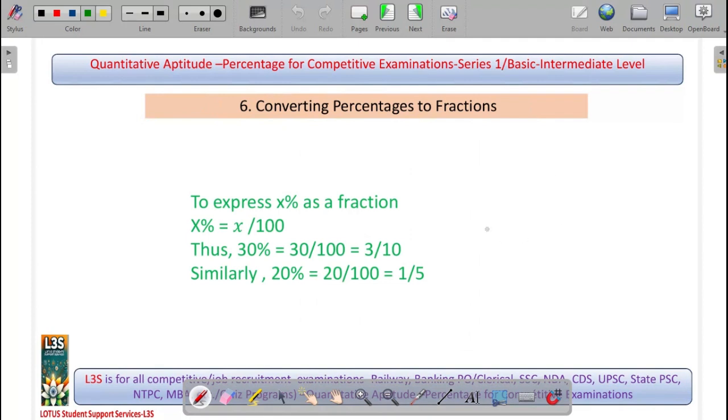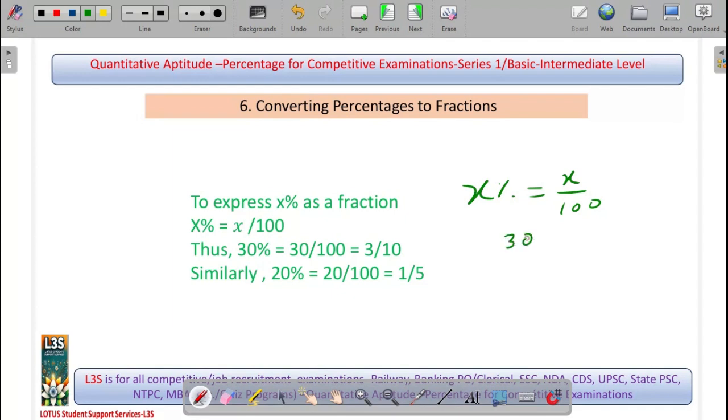Next, converting percentage to fraction. We have seen fraction to percentage. Now we will see how a percentage can be converted to a fraction. It is a simple formula. Say it is given x percentage. So x percentage we can write as x by 100. Now we can simplify it and we will get the fraction.